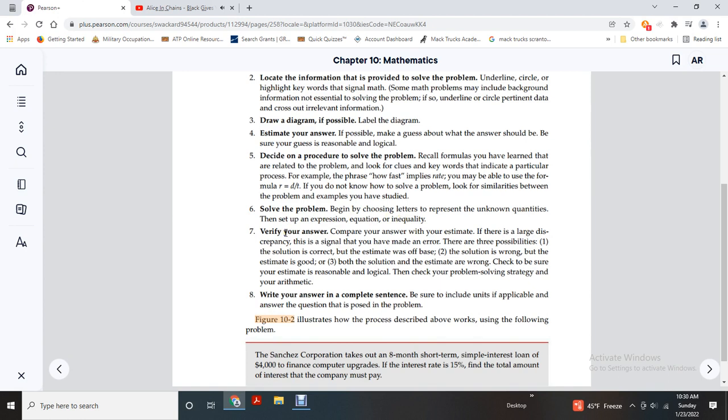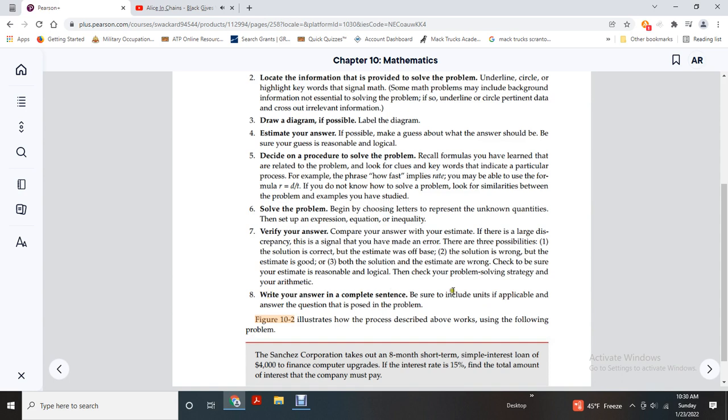7. Verify your answer. Compare your answer with your estimate. If there's a large discrepancy, it signals you may have an error. First possibility: the solution is correct, but the estimate was way off base. Second: the solution is wrong, but the estimate is good. Third: both solution and estimate are wrong. Check to be sure the estimate is reasonable and logical. Check the problem-solving strategies and the arithmetic.